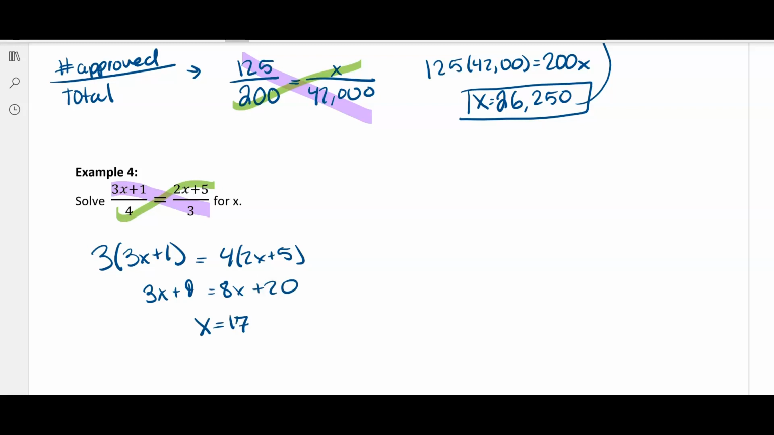Get in the habit of plugging these back in just to double check to make sure that it works. So I'm going to go ahead and do some checking over here.